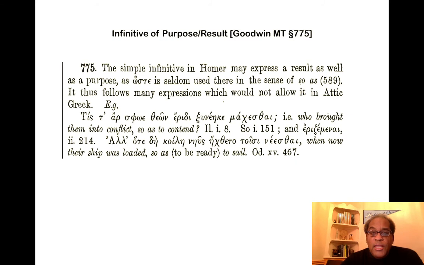So here we have our line 8, tis t' ar sphoe theon eridi xynehke machesthai, who brought them into conflict with the result, i.e. so as to contend. Okay? So, we have an example of the infinitive expressing purpose or actually result here.